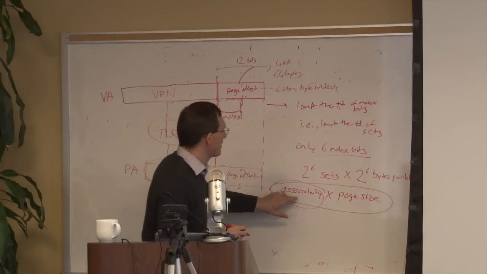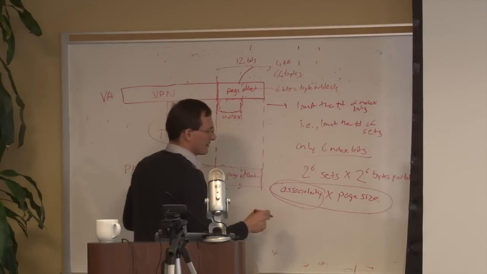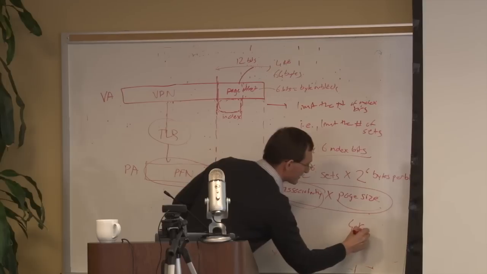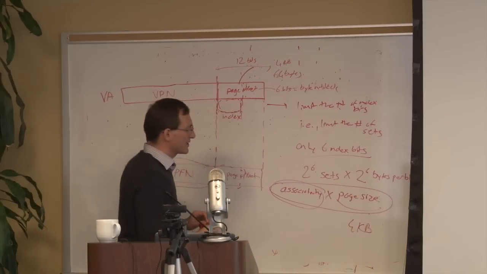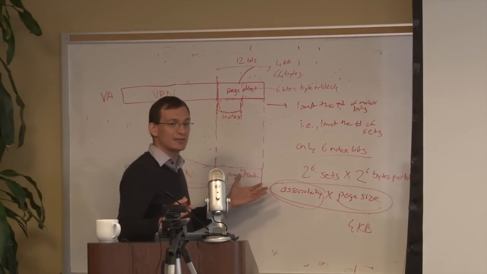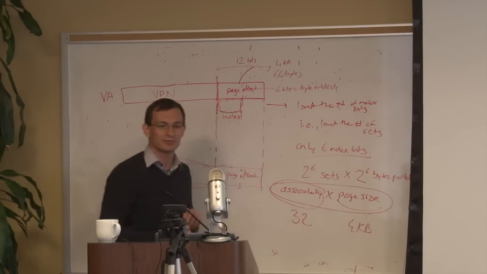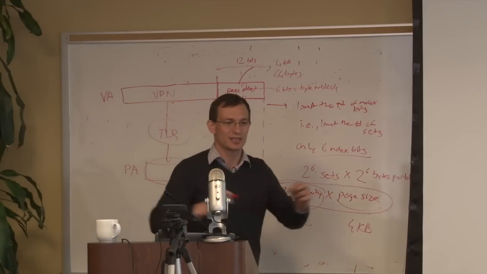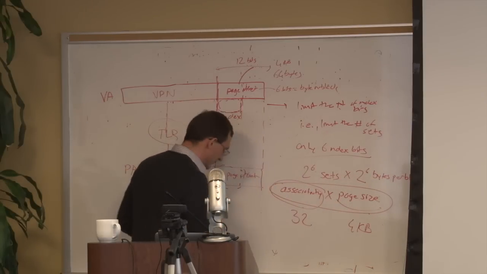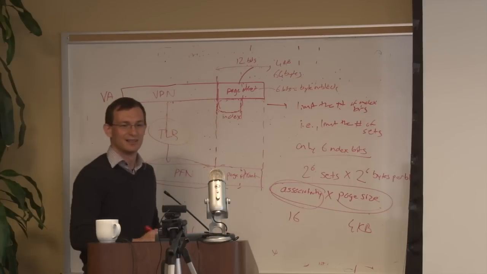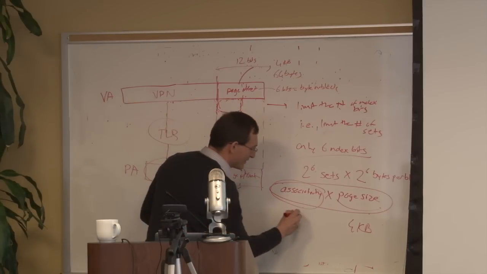So that's a problem. If you do not want this, let's make that calculation. With 4 kilobytes, your page size is 4 kilobytes. If you want to have, let's say, a 128 kilobyte first level cache, your associativity needs to be 32, which is a lot at the first level. If you want to have a 64 kilobyte first level cache, your associativity needs to be 16, which is still a lot. Well, maybe 8 is reasonable.